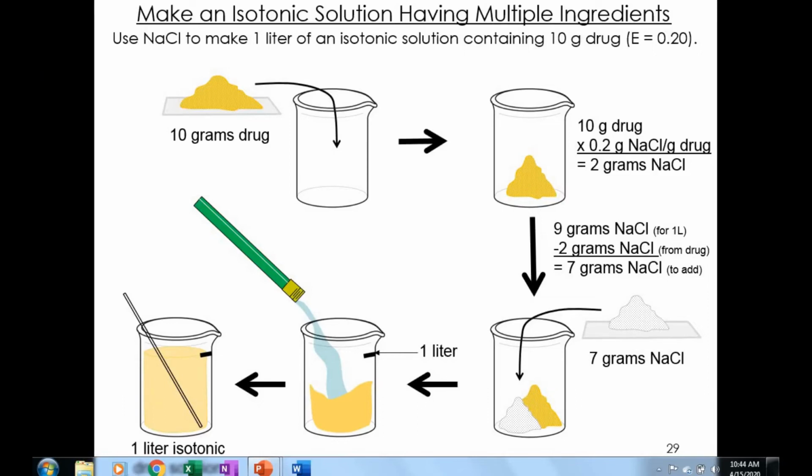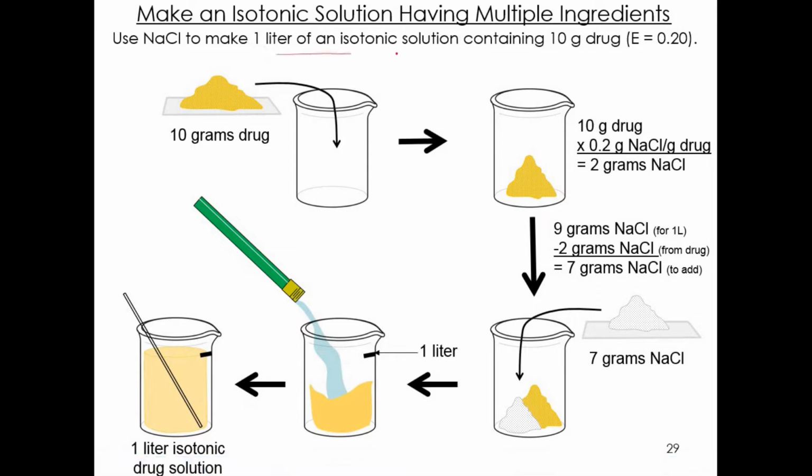The next thing we'll learn is how to prepare isotonic solutions that contain more than one component. So if we have a problem where we want to make 1 liter of an isotonic solution, and this time it's not only using NaCl, but we have 10 grams of drug in the solution, then how many grams of NaCl should be used, and how would we prepare it?